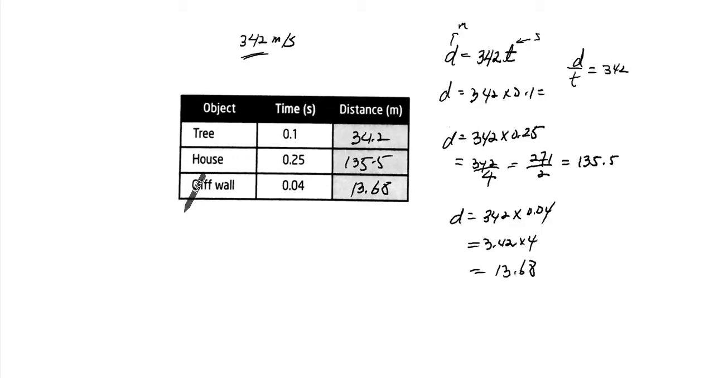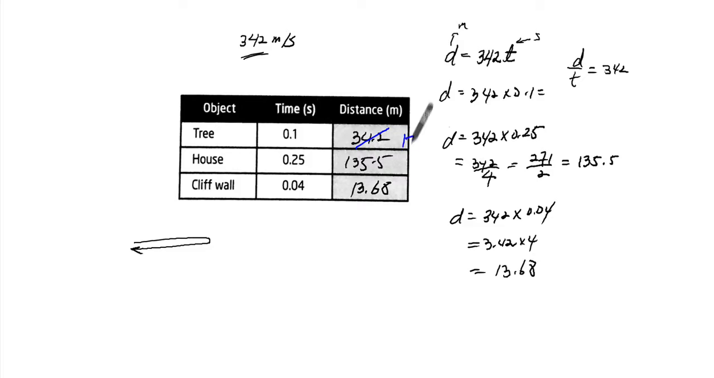Okay, I missed a minor detail here. This time given is the total time it takes to travel to the object and come back to the bat. So the actual time it takes for the sound to reach the tree must be only half of this time, right? So 0.1 seconds is to go to the tree and come back. Okay, so since distance is time times 342, all of these numbers have to be divided by 2. Okay, so let's divide that by 2.